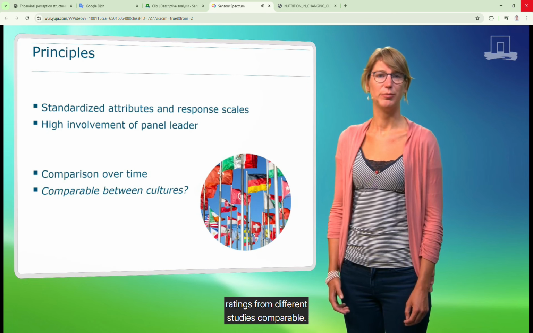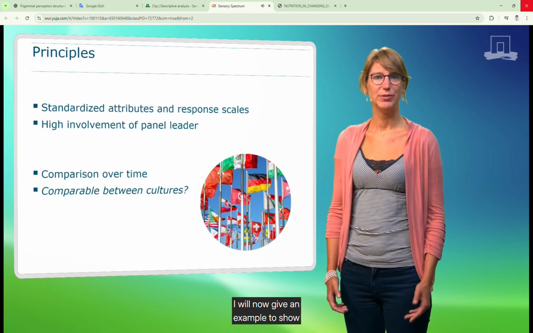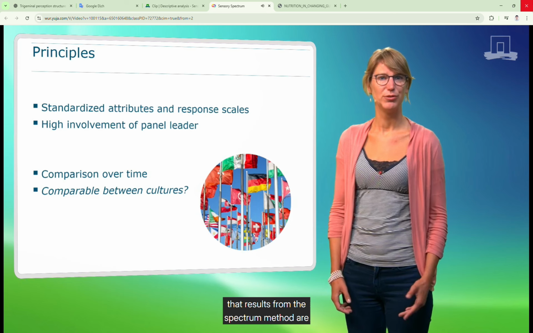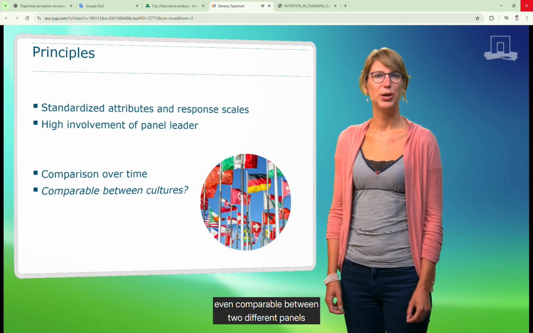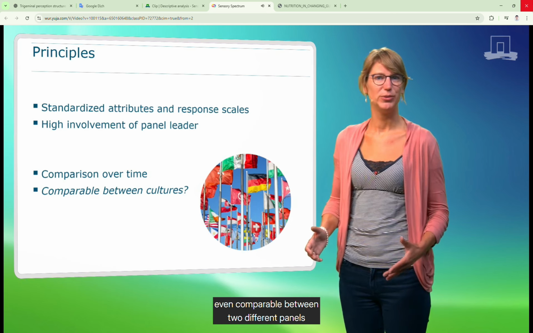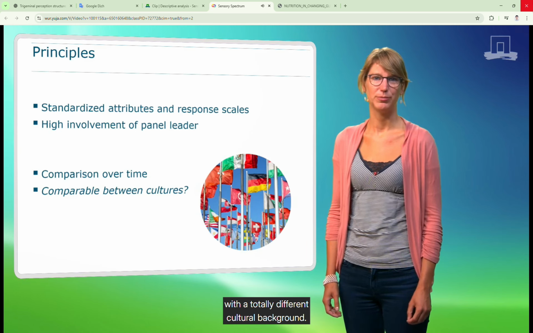This standardization makes the ratings for products comparable over time, and in theory, this should also make ratings from different studies comparable. I will now give an example to show that results from the Spectra method are even comparable between two different panels with a totally different cultural background.